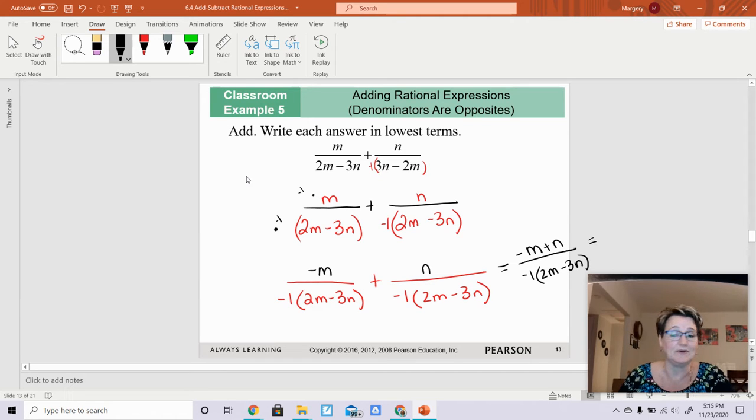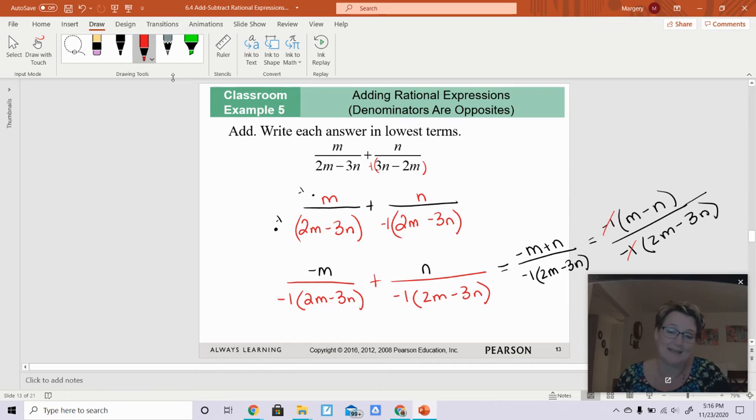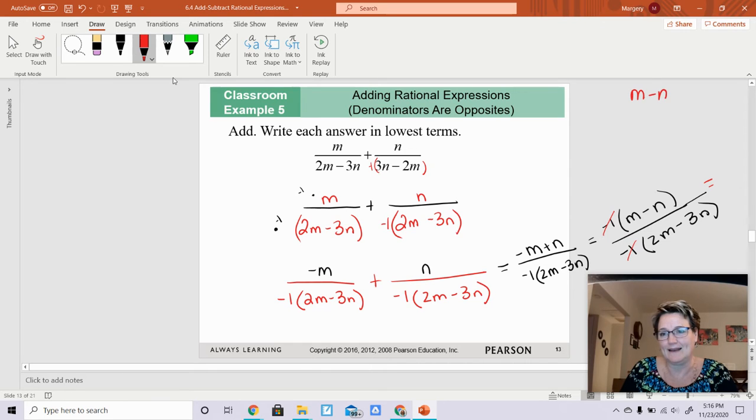Now watch what I could do if I wanted to, and I do want to. I'm going to take out a -1, and that's going to give me m minus n all over -1 times 2m minus 3n. So my -1s are going to cancel out to 1, because anything divided by itself is 1. I know it kind of went crazy. My answer is m minus n all over 2m minus 3n. And that's it. There's that one.